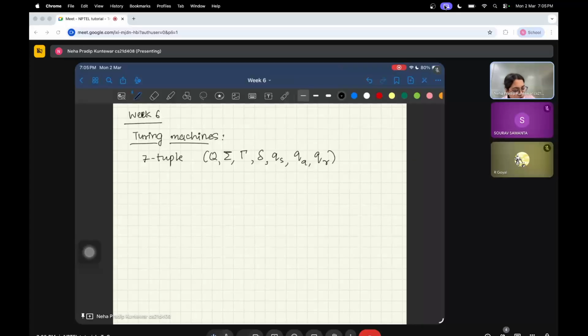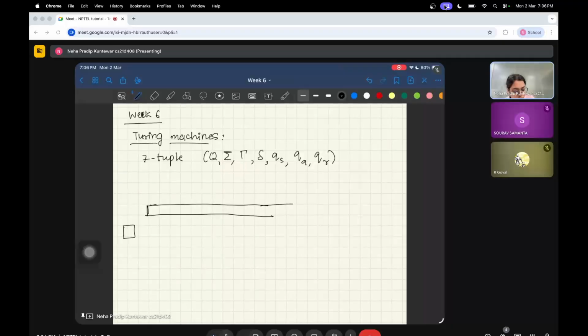So I won't write the usual ones. This is the set of states. This is the alphabet of the input. This is the tape alphabet.